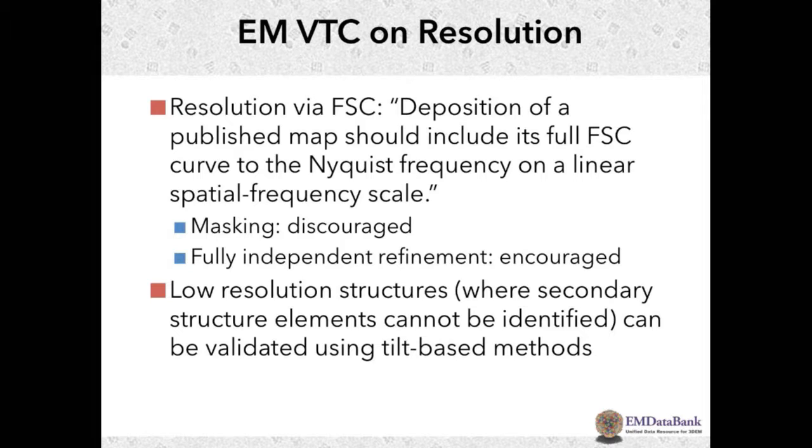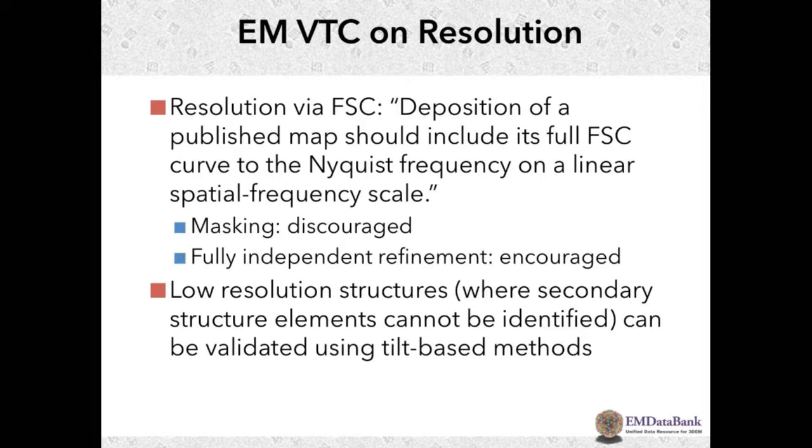And fully independent refinement was also encouraged. Now, back in 2010, that wasn't really something that people were doing, and this was actually one of the main things that came out of this particular workshop: the idea that the two sets of particles should be separated and never meet again. And so you can use them for validation.